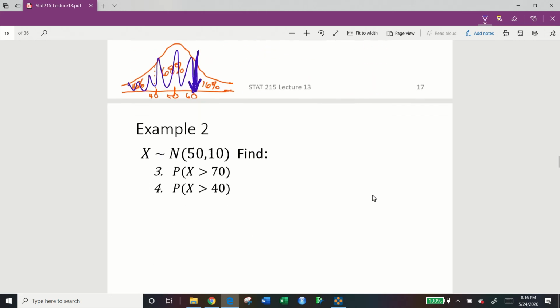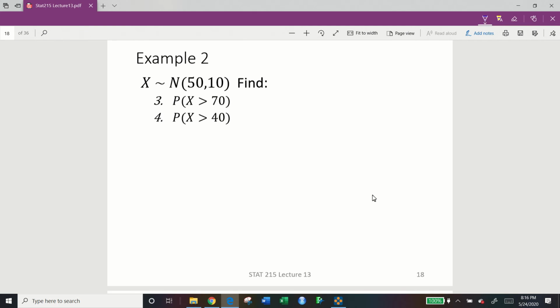Let's continue with this idea. So for example 2, we're going to assume still that x belongs to the normal distribution with mean at 50 and standard deviation at 10. Now let's find the probability of x being greater than 70 and the probability of x being greater than 40. So to start off with the third, you want to find the probability of x is greater than 70. As we did before, let's go ahead and draw this out.